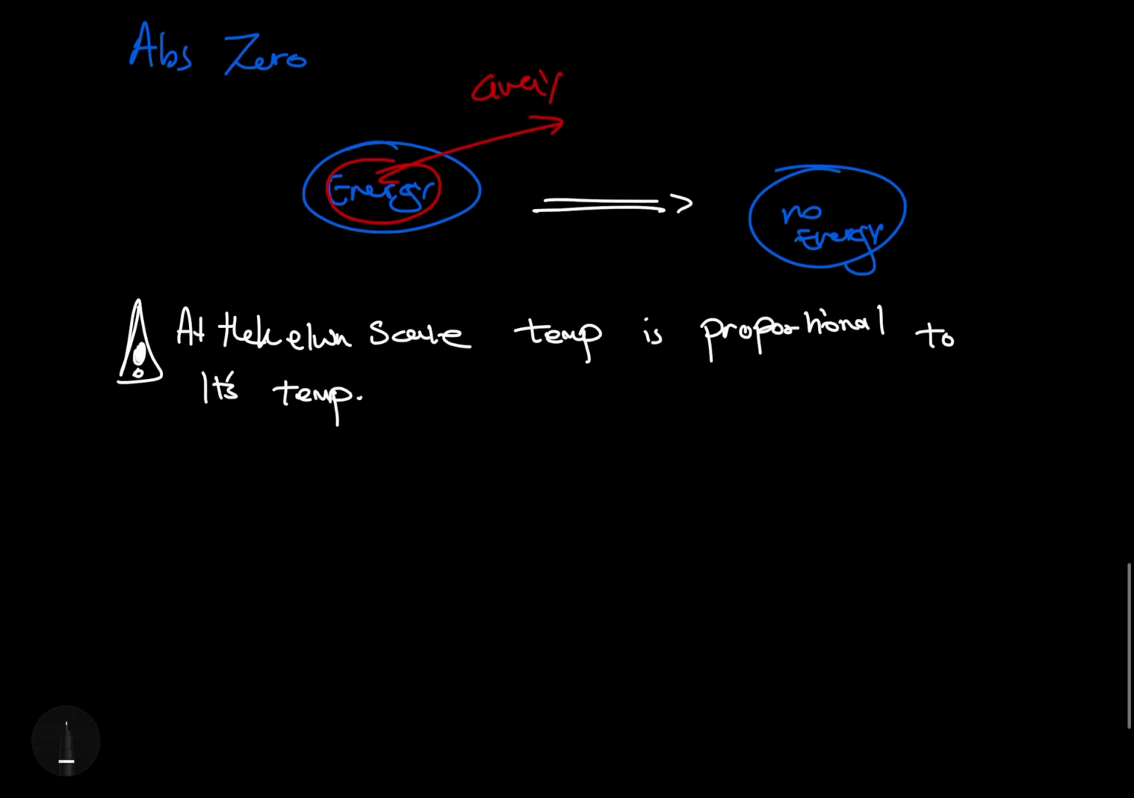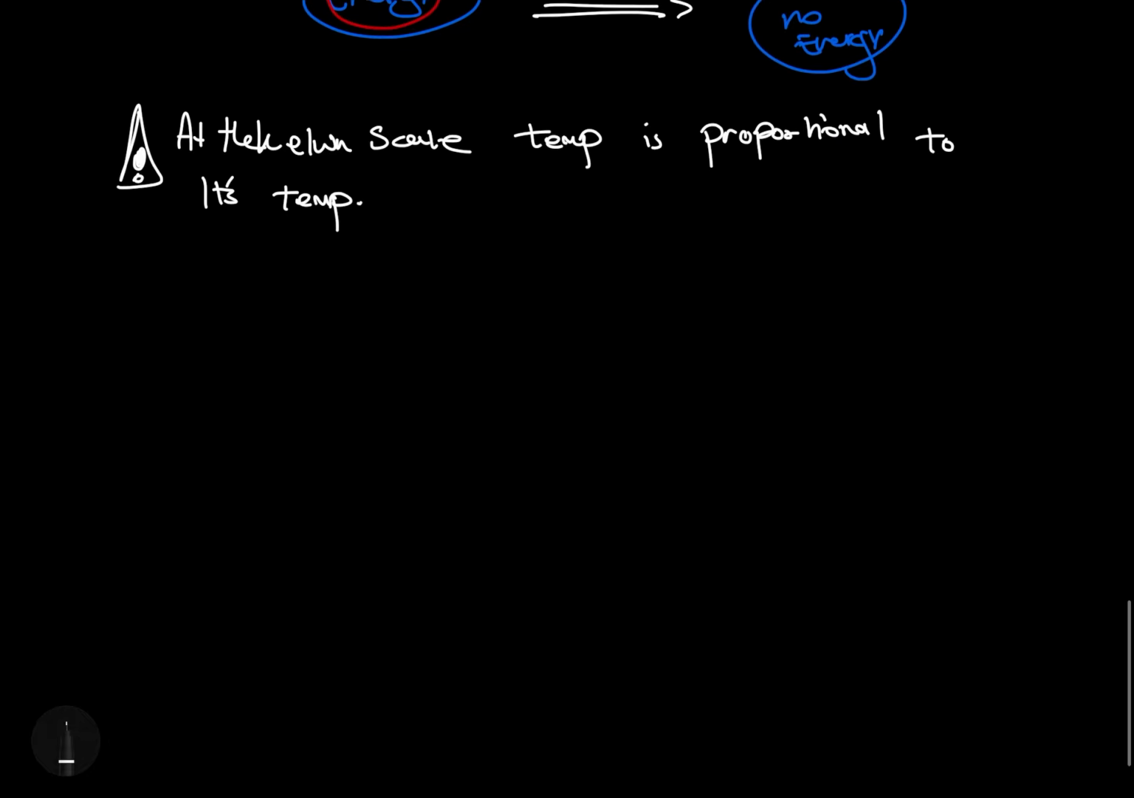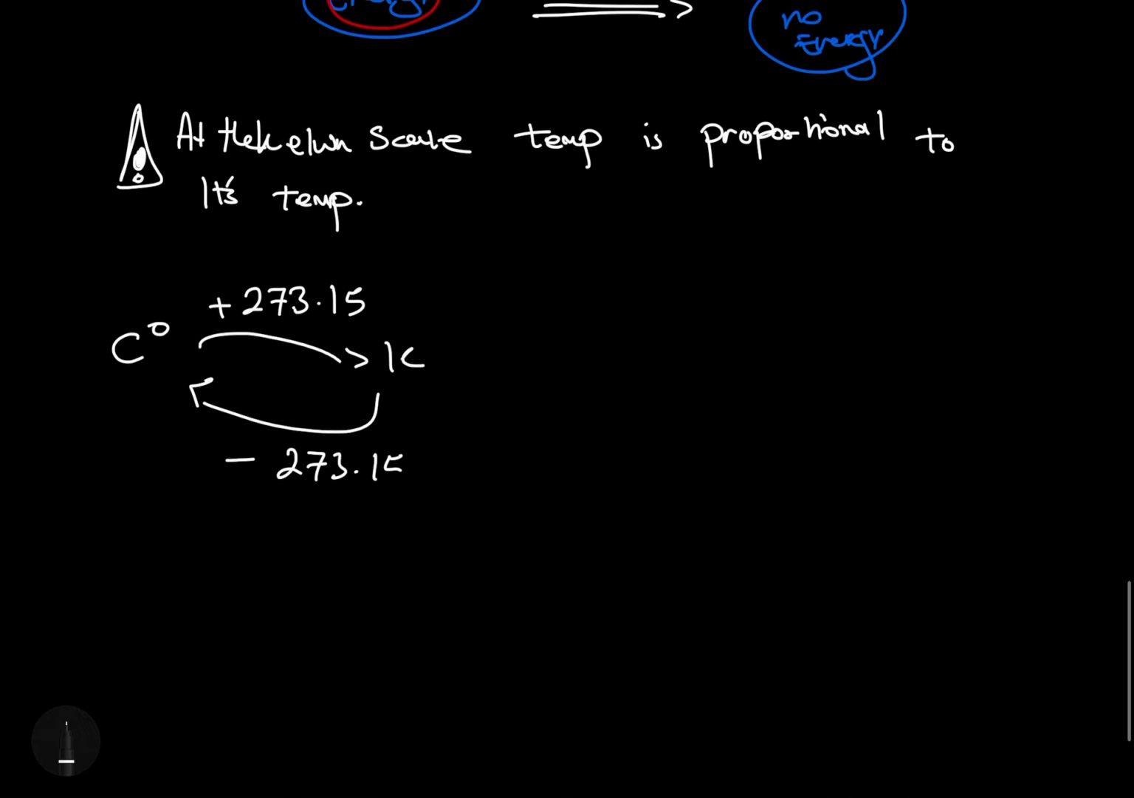All right. And of course, you need to know how to convert between Celsius and Kelvins, as well as Celsius to Fahrenheit sometimes. So I'm going to write that down for you guys. If you want to convert from Celsius to Kelvins, you should add 273.15. And if you want to go from Kelvins to Celsius, you should subtract 273.15.